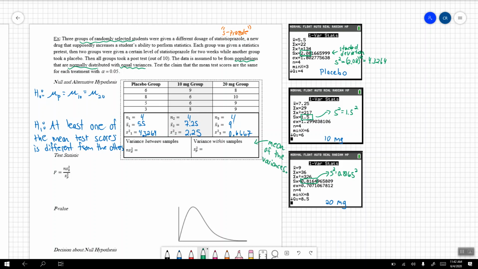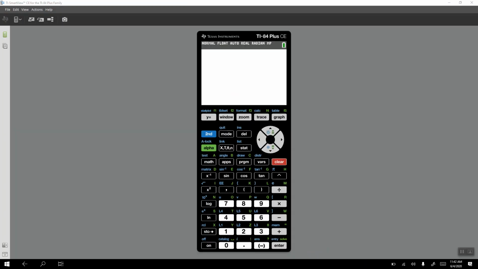Awesome. So the mean of the variances, in order for us to be able to complete this, we need these variances to be in a list, that way we can calculate it. So let's go through and find that calculation first. Alright, so follow me along. Here we are on the TI.